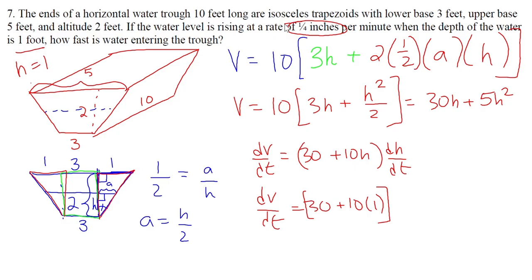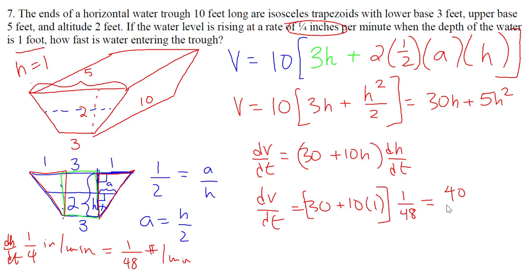Now our dH dt is 1/4 of an inch per minute, but everything else is in feet. So 1/4 of an inch per minute as our dH dt should be the same as 1/48 of a foot per minute, because there's 12 inches in a foot. And so we'll multiply this by 1 over 48, which gives us 40 over 48, which will reduce down to 5 over 6. And again, our units are feet, and it's volume, so feet cubed per minute.